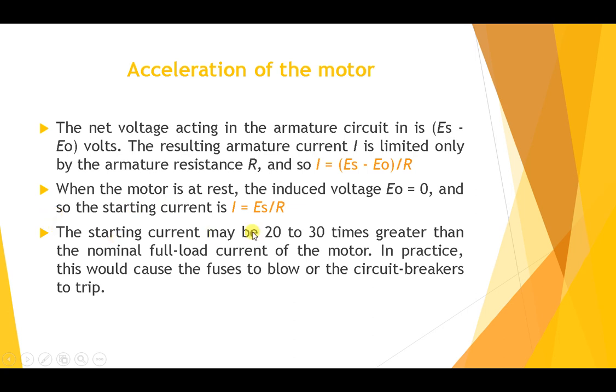Initially, the starting current may be 20 to 30 times greater than the nominal full load current of the motor. In practice, this would cause the fuse to blow or the circuit breaker to trip. So initially, when the motor is at rest, high current is produced because of low resistance, and it is 20 to 30 times greater than the nominal full load current and can cause the fuse to blow or the circuit breaker to trip. We can use a series resistance to minimize this current.